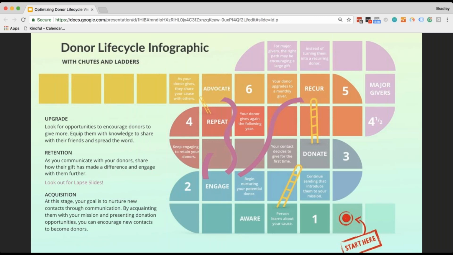And so at that point, you really have to go back down and start thinking about, you can see the purple slide there where they go from recurring back all the way down to engage, where you may need to back up and better engage them and bring them back around to understand the impact your organization is making and why their donation was so important. So again, this is just something fun to look at, but I think it better represents the real struggle in trying to manage a donor life cycle.